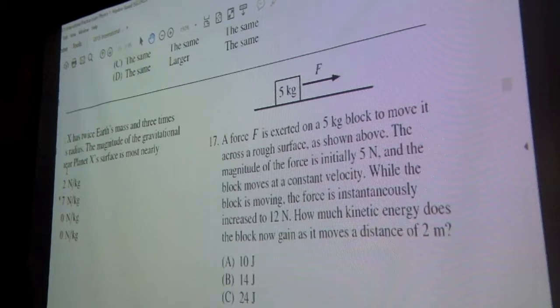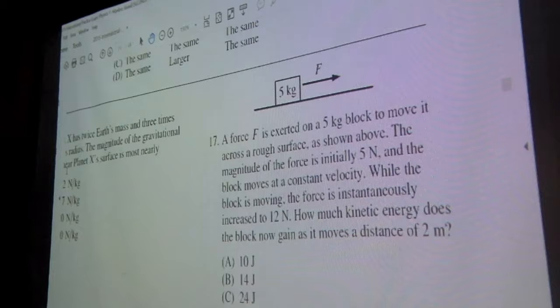So how do you do it properly? It says the 5 kilogram block is made to move across a rough surface, which means there's friction. The magnitude of the force is initially 5 newtons, and the block moves at a constant velocity. What does that imply? No acceleration. Which means what? Friction is 5 newtons, because you're pulling with 5 newtons and it is not accelerating. That's what is implied from there. You understand?